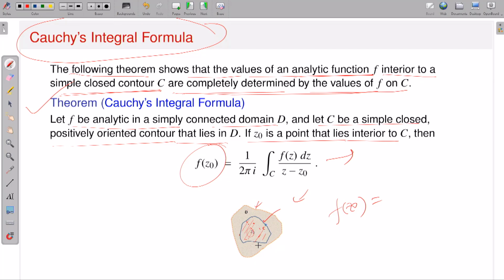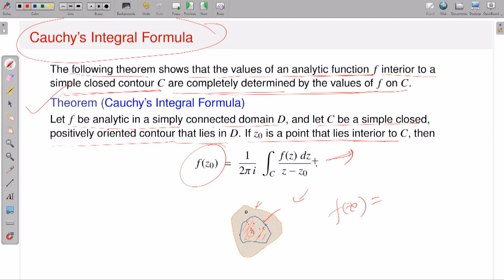Interior means you should not consider the point on C, but you should consider the point inside C; that is called interior to C. So whatever point z0 I take interior to C, I can get the value of the function at that point if I know the value of the function on the contour. So that's what it is.